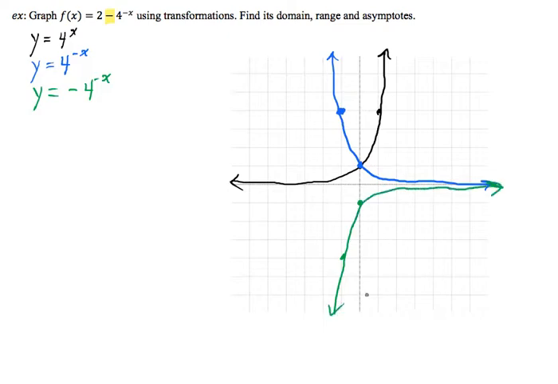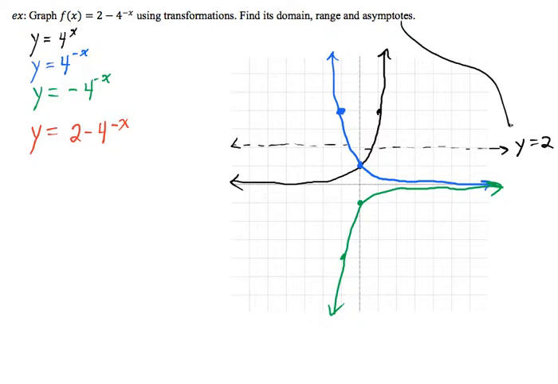And then the last transformation is this 2. So we would add 2 to that value right there. And we'll do the final graph in red. So 2 minus 4 to the negative x shifts all these points up 2. And the easiest way to graph that is to also shift up the asymptote by 2. So the horizontal asymptote is currently at y equals 0. If I shift it up 2, it's going to become y equals 2 right there, which answers that question.